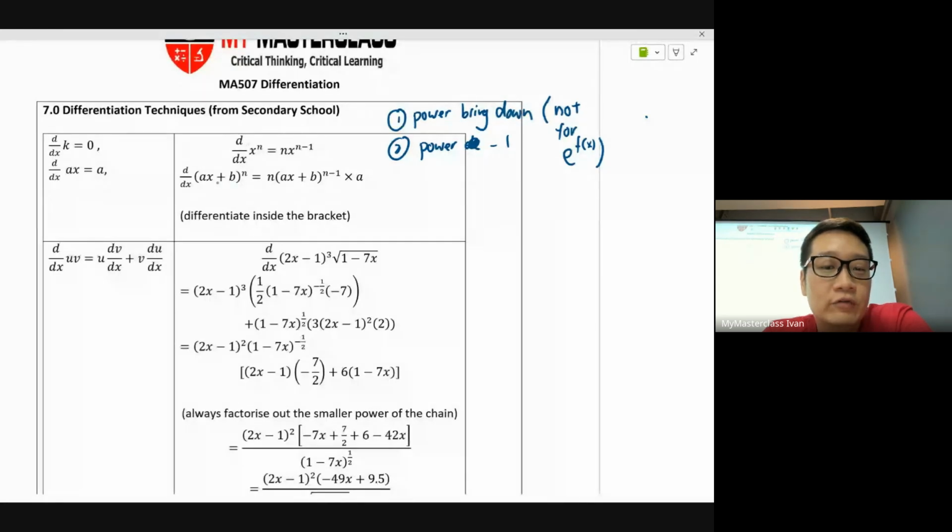So remember your chain rule. Remember that after your power bring down, power decrease by 1, remember to differentiate inside the bracket. Now I already wrote down there.